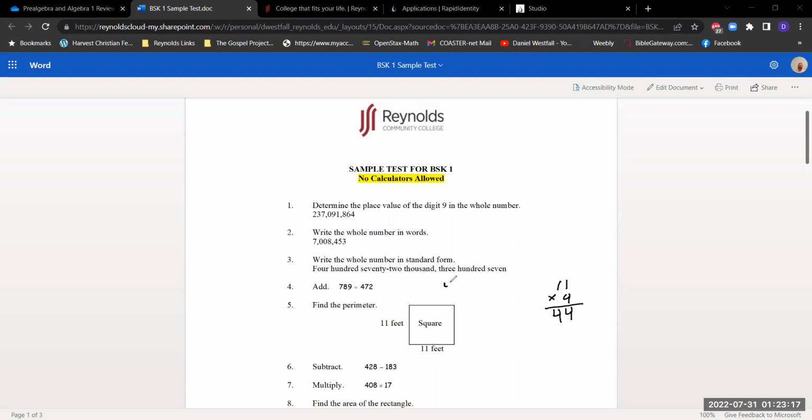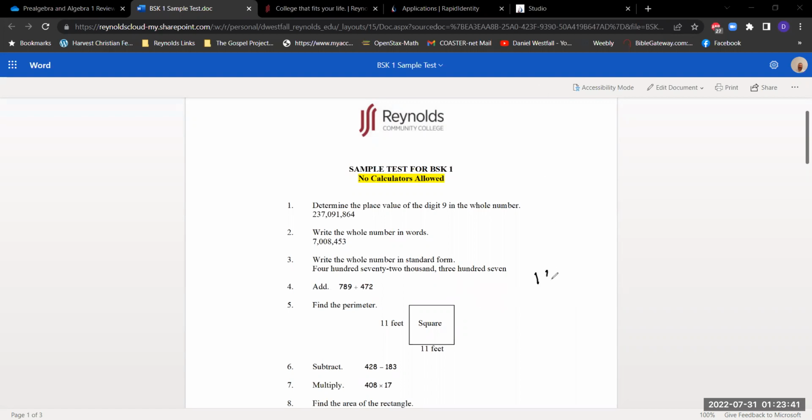So we have 4 times, let me write it this way, 11 feet, 4 feet, 4 times 11 feet is 44 feet. That's what I'm trying to say. Keep your units because your feet are part of the answer.